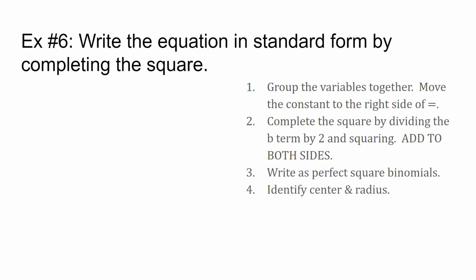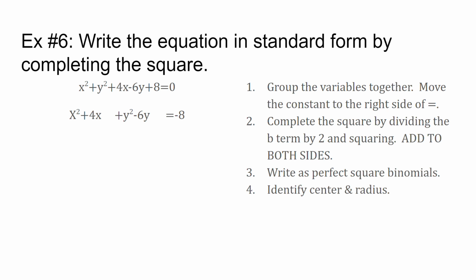And then finally, we're going to write the equation in standard form by completing the square. So we start with x squared plus y squared plus 4x minus 6y plus 8. I have the steps written out. Basically, we're just completing the square twice. We're completing the square with x, and we're completing the square with y. So first thing we're going to do is group the variables together. And so we'll have x squared plus 4x and y squared minus 6y equals negative 8. Leave a space after your linear term because we want to write our c term.